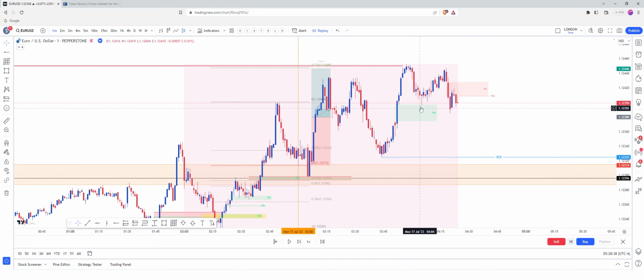So although we've swept this, this is a short-term low. This is an internal swing low. I wouldn't take that as a break of structure. So yeah, market structure shift potentially, but it's not a break of structure because your break of structure is right down here.